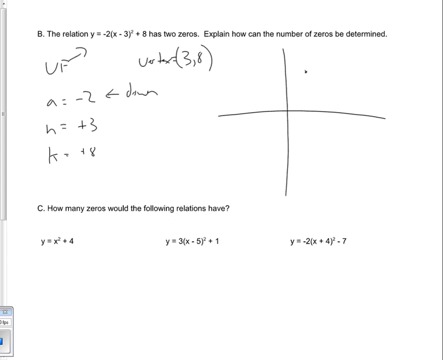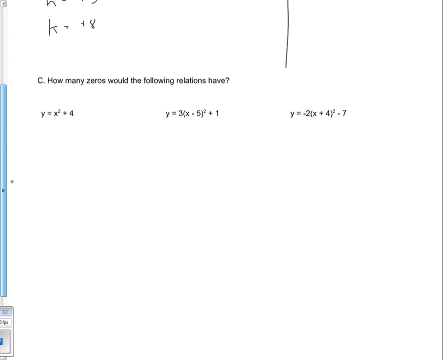Because the A value is negative, that means that it's going to open downward. So in this case, it could open like this, and so therefore you would end up with a 0 here and a 0 there. I don't exactly know where they are right off the bat, but I know that they do have two zeros based on just simply where the vertex is and the direction of opening. So let's take a look at these questions here.